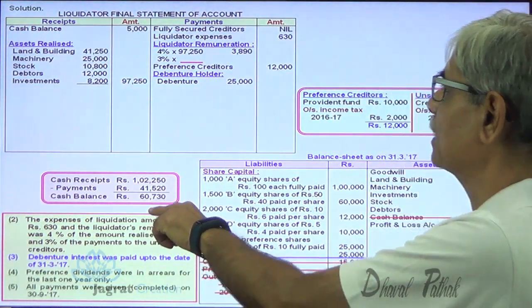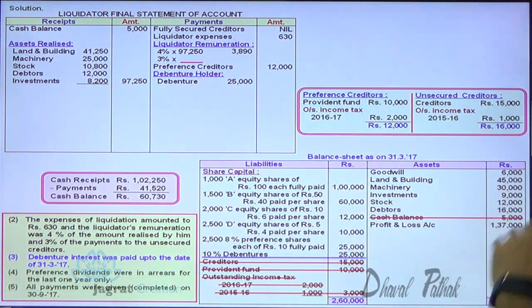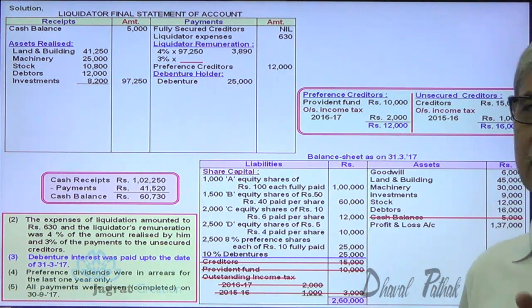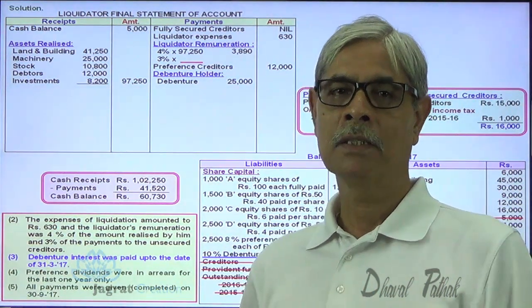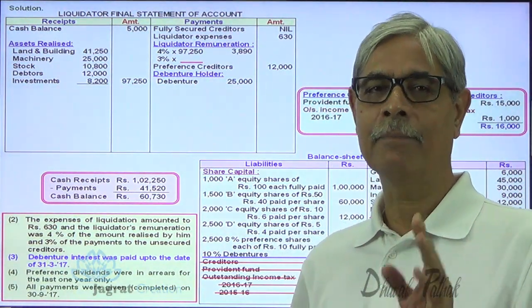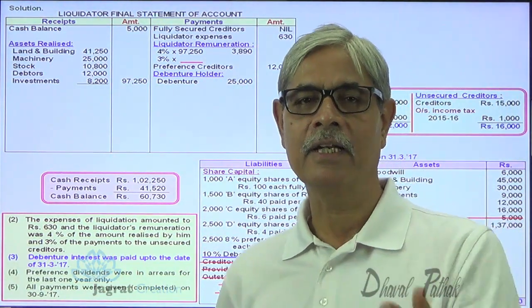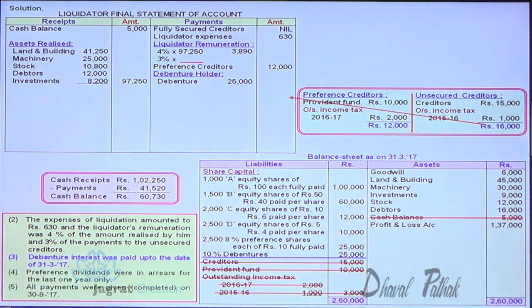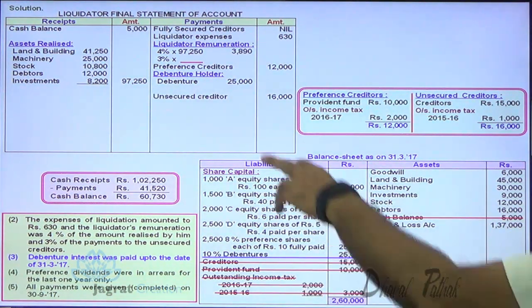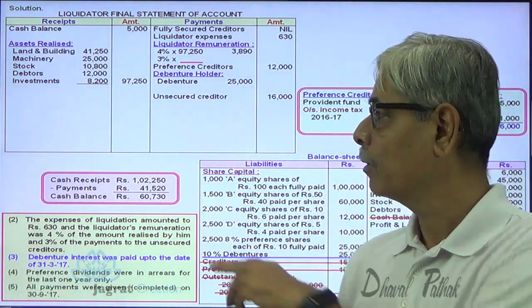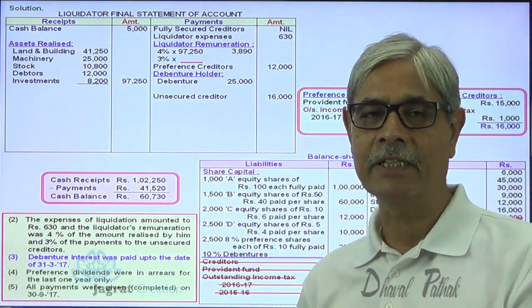Now, are these funds sufficient to pay this unsecured creditor 16,000? The answer is yes. If the answer is yes, then I can pay debenture holders the additional interest for 6 months. So 16,000, I have got available funds from which I can make a payment to unsecured creditors.